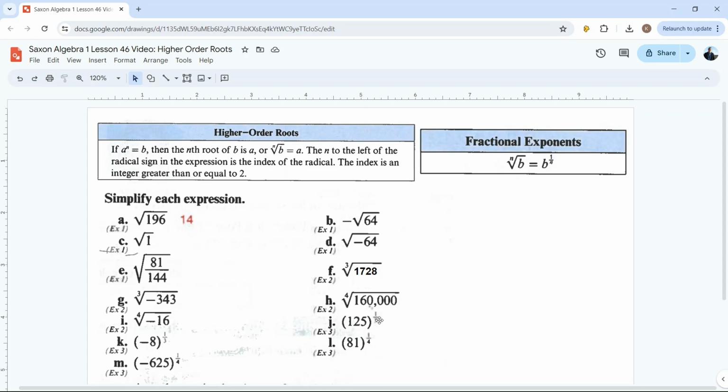All right, let's do some problems. A, B, C, and D are all extremely easy. So A is 14. We already did that one. B, I have to take the square root of 64 and then make it negative.